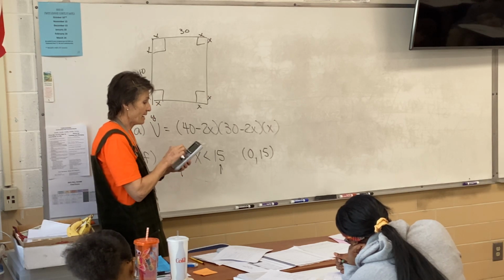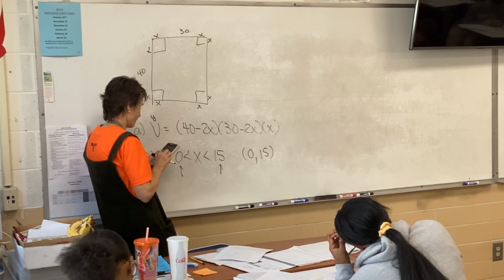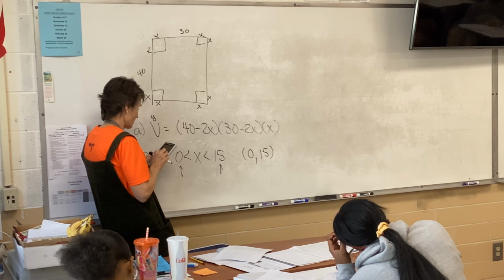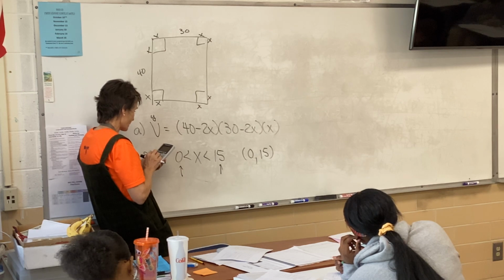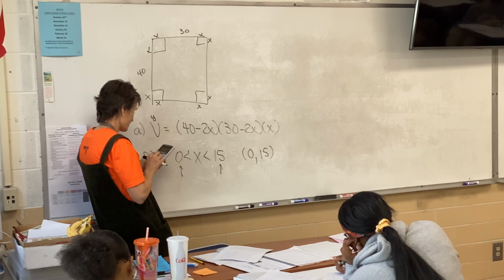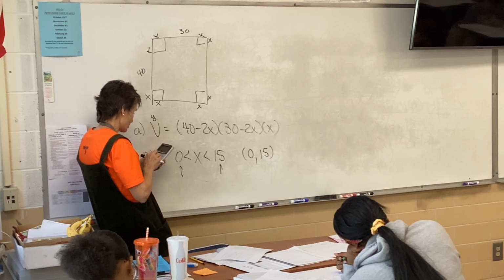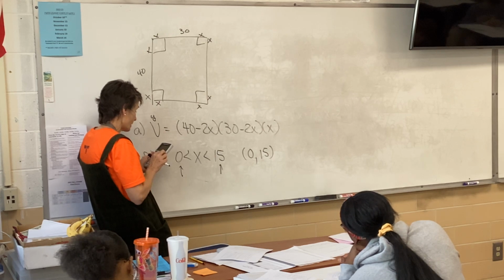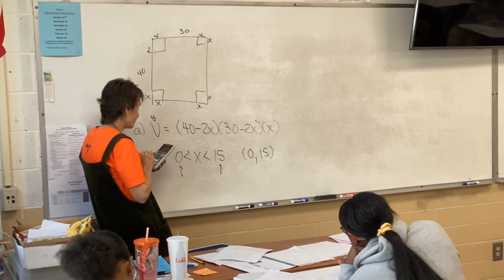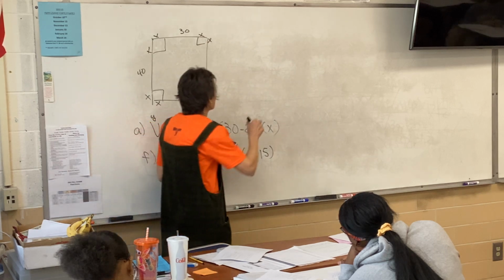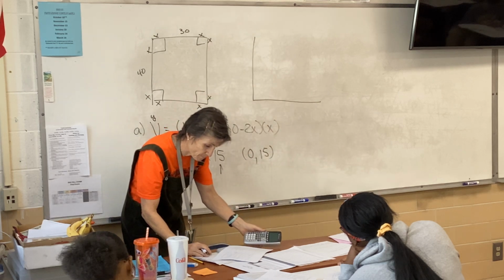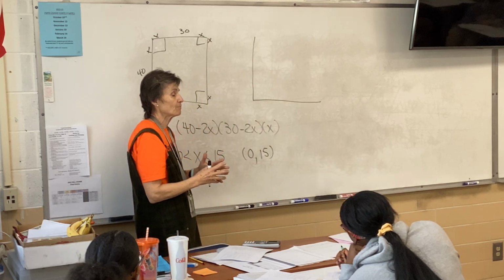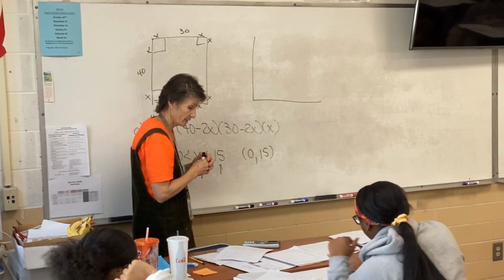Let's see. Then I'm going to type in my equation. Get rid of these other equations here. Okay, so 40 minus 2x, 30 minus 2x, and x. And I'm going to go ahead and graph. Oh shoot. So when it says sketch the function, you're going to have your calculator for this problem. So we're going to sketch it on our calculator.